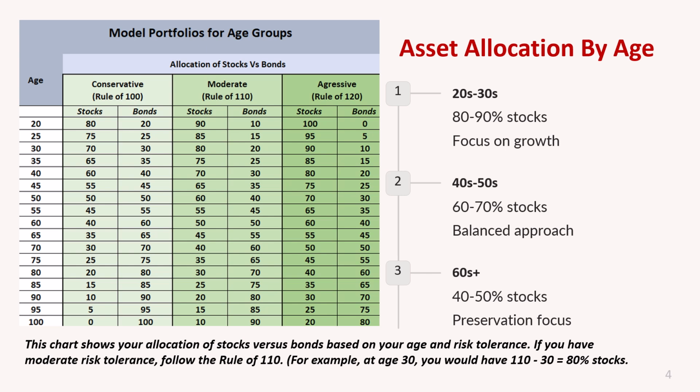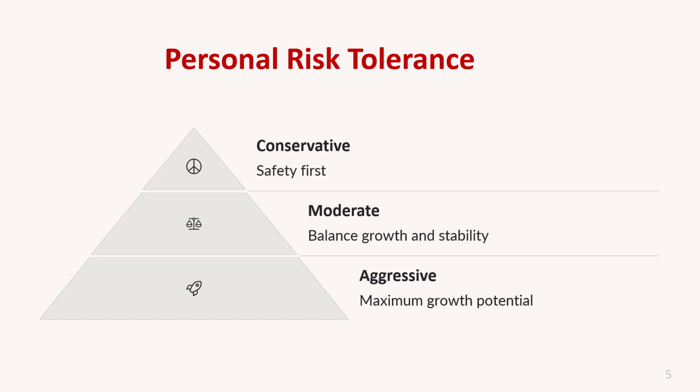The chart on this slide shows an allocation of stocks versus bonds based on your risk tolerance. And you can see we have conservative, moderate, and aggressive. For example, at age 30, you will subtract 30 from 110, and you will have 80% stocks. While age is a good general guideline, it's not the only piece of the puzzle.